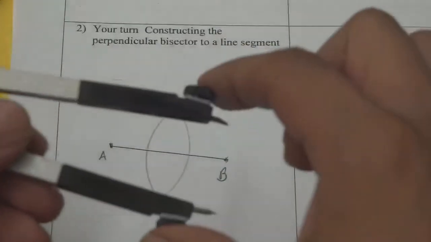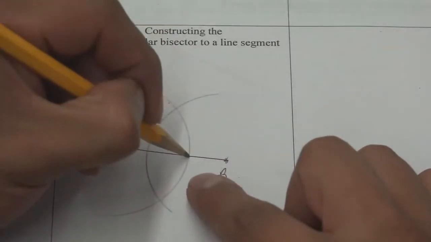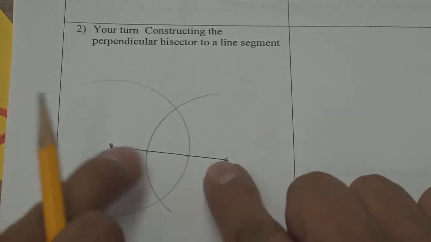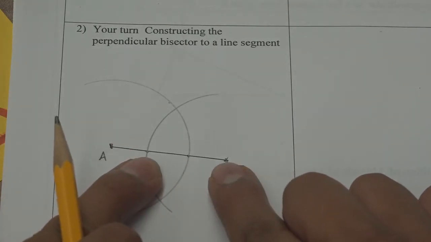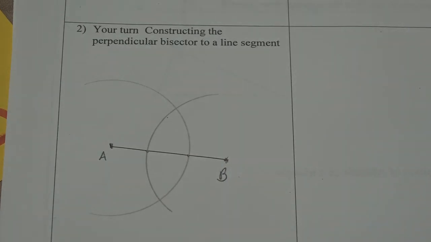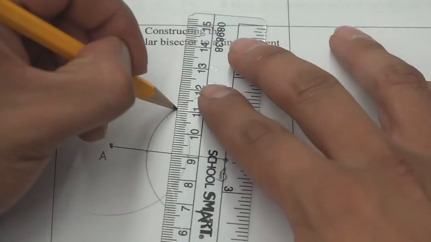Okay? Now, this is called the radius of my circles. So, this circle, this radius right here is the same thing as this radius right here. That's why the circles will intersect. Anyways, what I'm going to do right now is connect the points.